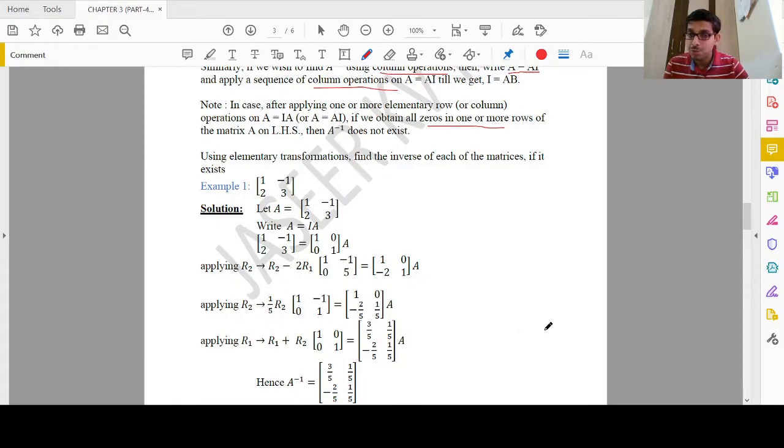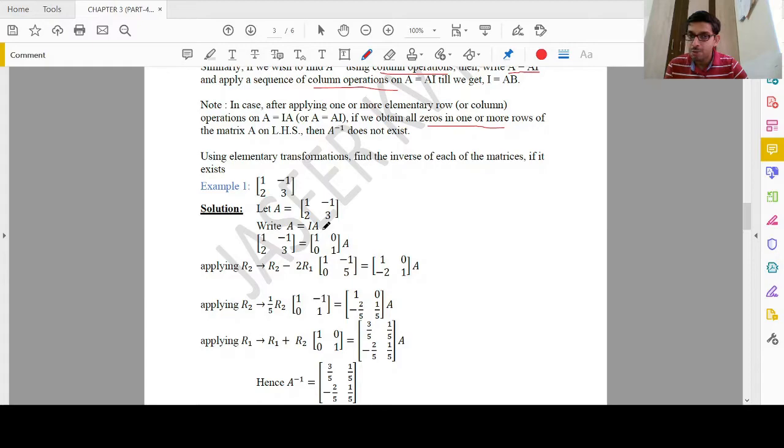In all these examples, I have used row transformation only. That means I have started with A equal to IA and applied a sequence of row transformations till I got I equal to BA. If you want to apply column transformation, you have to start with A equal to AI. So let us start with a 2 by 2 matrix, that is a square matrix of order 2. The first matrix is [1 -1; 2 3]. So I assume that A equals [1 -1; 2 3].